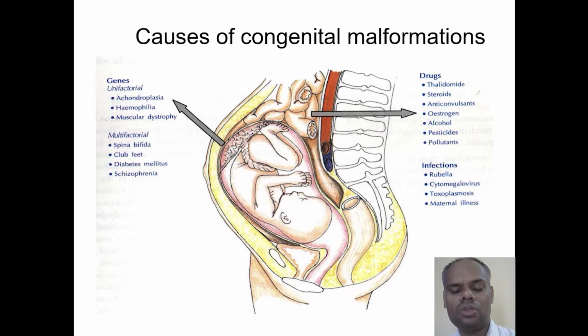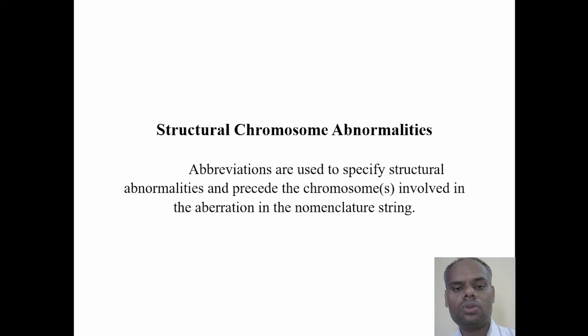Unifactorial genes can lead to achondroplasia, hemophilia and muscular dystrophy, whereas multifactorial genes can lead to spina bifida, club feet, diabetes mellitus and schizophrenia. Chromosome abnormality usually occurs when there is an error in cell division following meiosis and mitosis. Chromosome abnormality can be detected or confirmed by comparing an individual's karyotype, or full set of chromosomes, to a typical karyotype for the species via genetic testing.